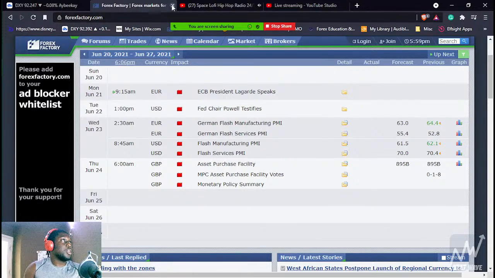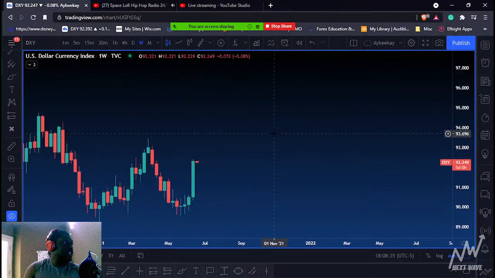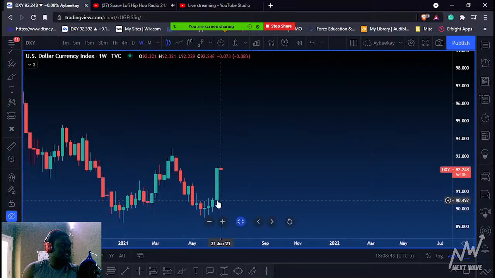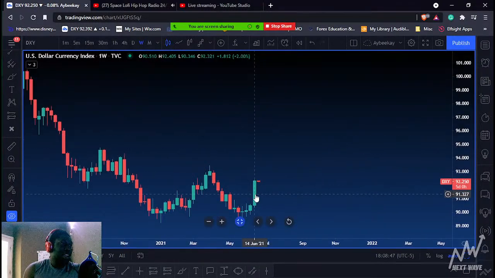So now that I'm done with that, I'm gonna go back over to the charts, and now let's go ahead and look at the DXY. Ooh, this weekly candle looks so good. I love seeing this type of weekly candle on the DXY on the weekly. We haven't had a candle this size in a long time. We haven't had a candle this size in particular.